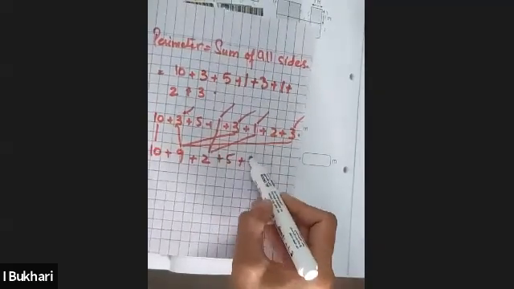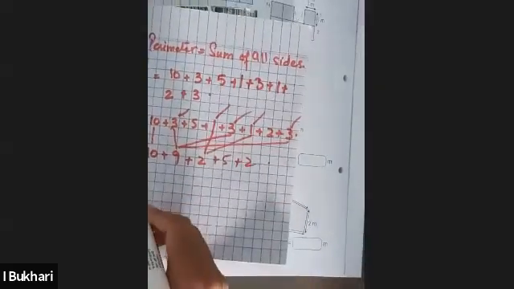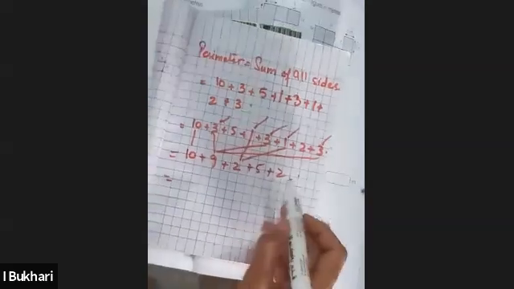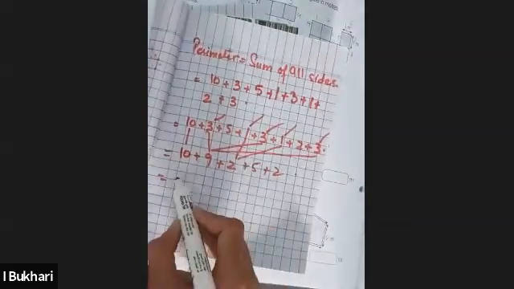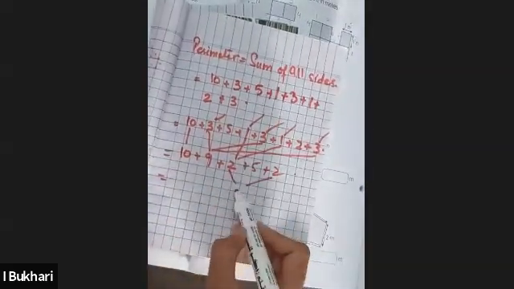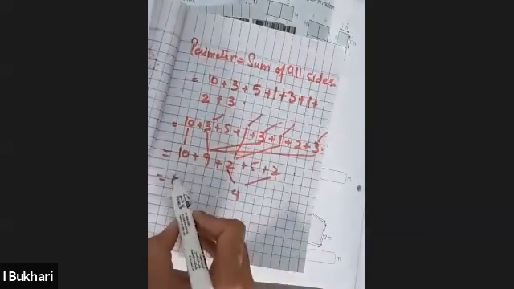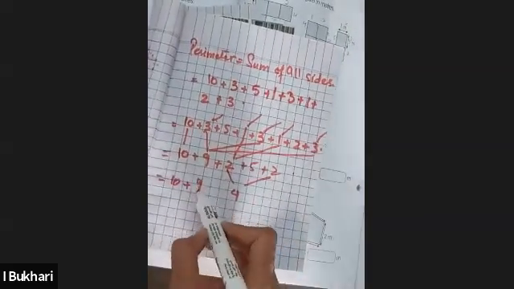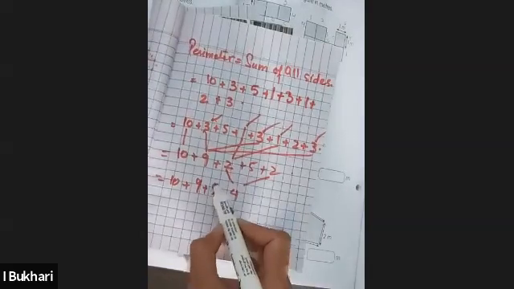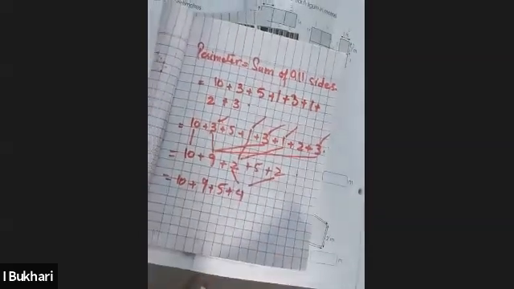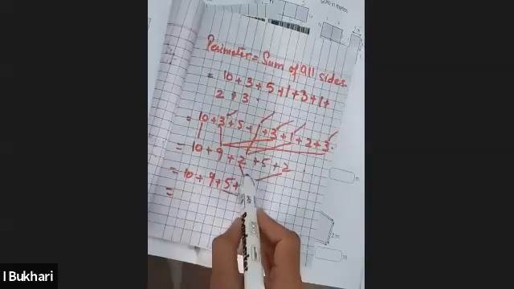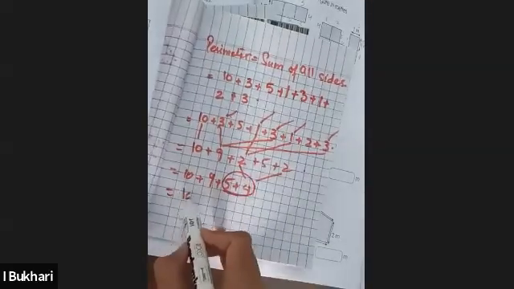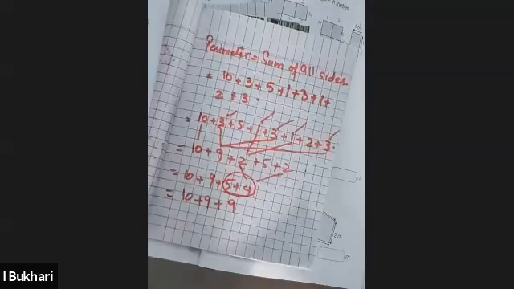Now again, there are two numbers being repeated. So 2 plus 2 is 4. Okay, again 10. So I will copy the rest of the numbers as they are. Right? Now, what is 5 plus 4? 9. So can I write 9 like that?